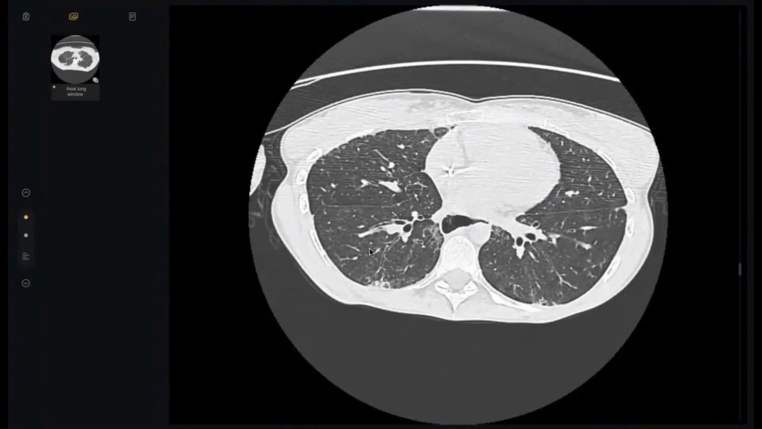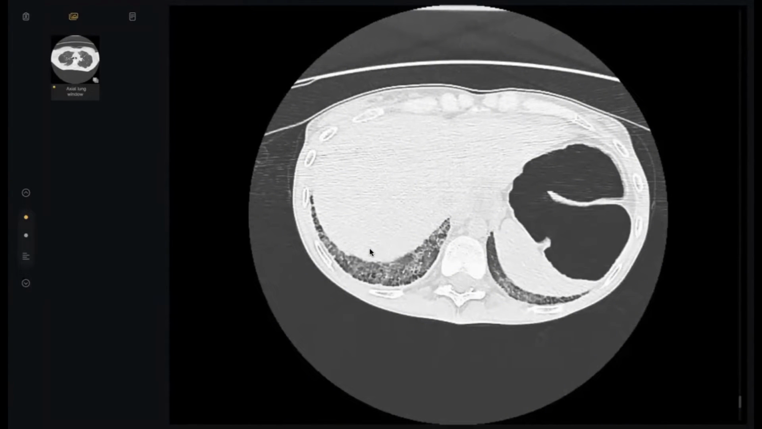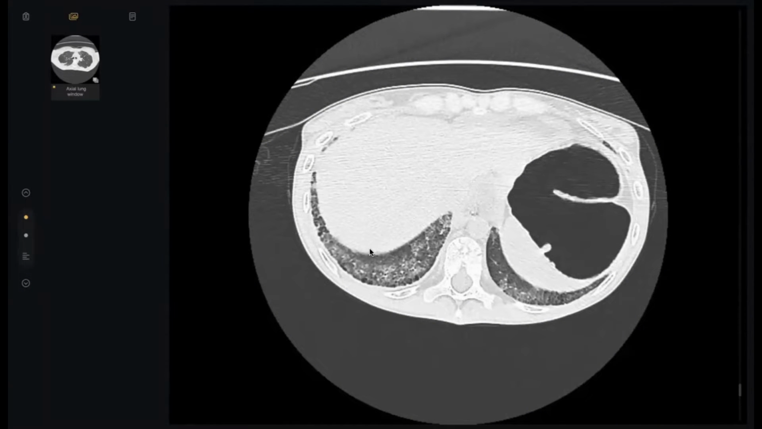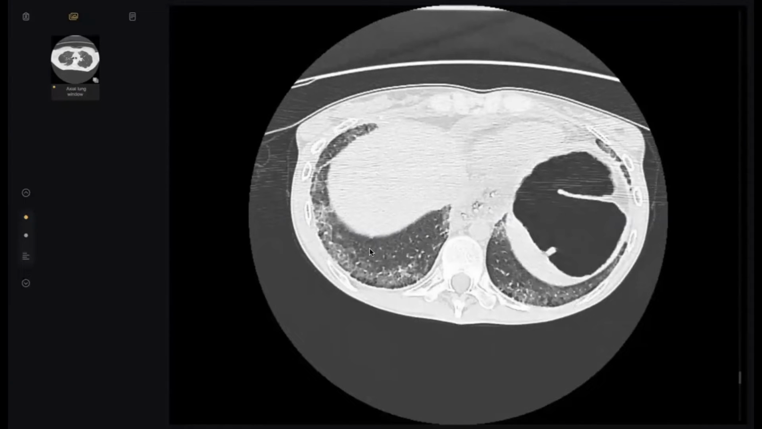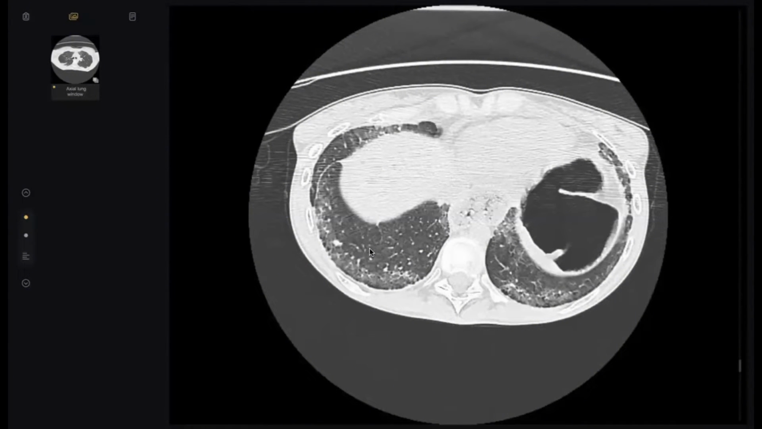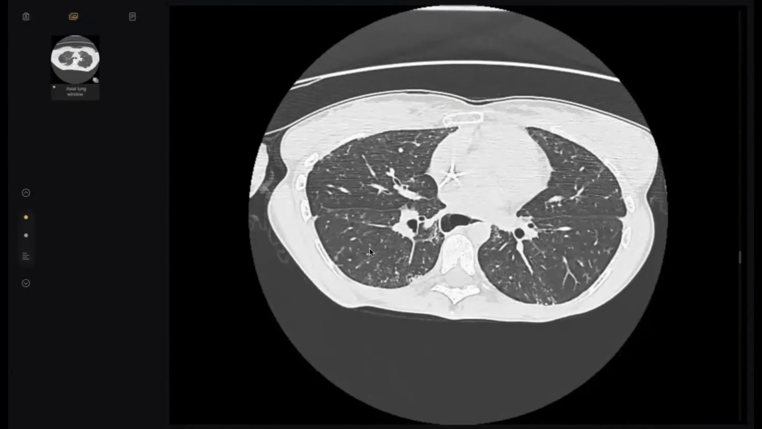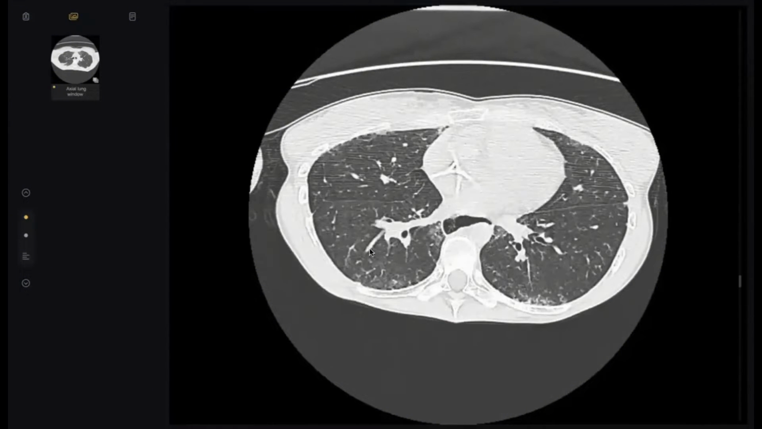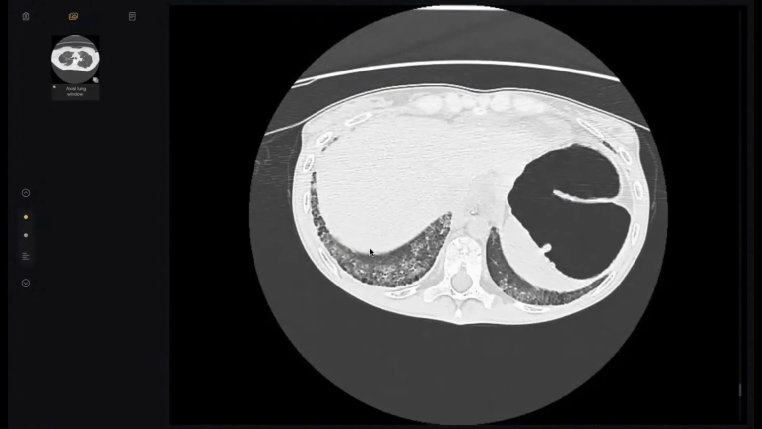As I go down, the bilateral lower lung lobes are more affected. The bilateral basal lung fields show cystic changes on the background of some ground glass changes and some honeycomb formations. The findings in the lungs show an apicobasal gradient and are suggestive of underlying interstitial lung disease. More likely, it's NSIP.